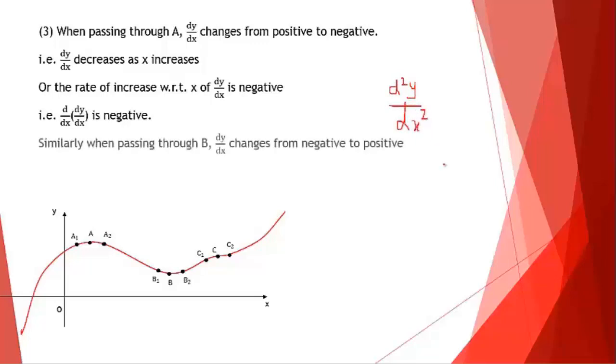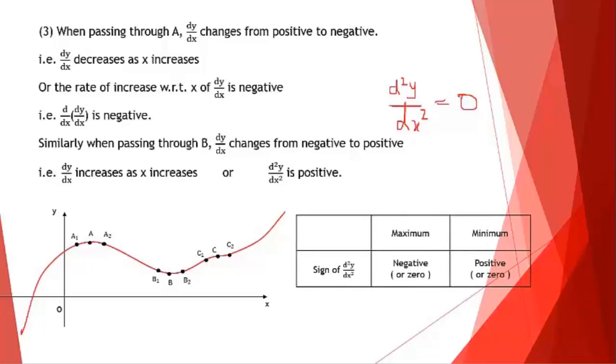Similarly, when passing through B, dy by dx changes from negative to positive. That is, dy by dx increases, or d2y by dx2 is positive. Points of inflection are not so easily dealt with by this third method. It is true to say that d2y by dx2 is 0 at such points, but d2y by dx2 can also be 0 at maxima and minima points. A more detailed analysis of points of inflection will be carried out later.